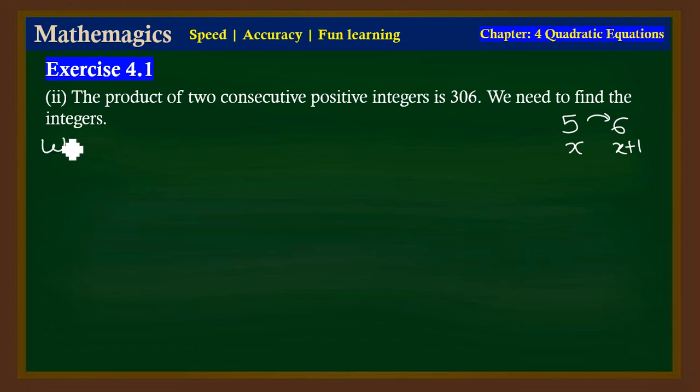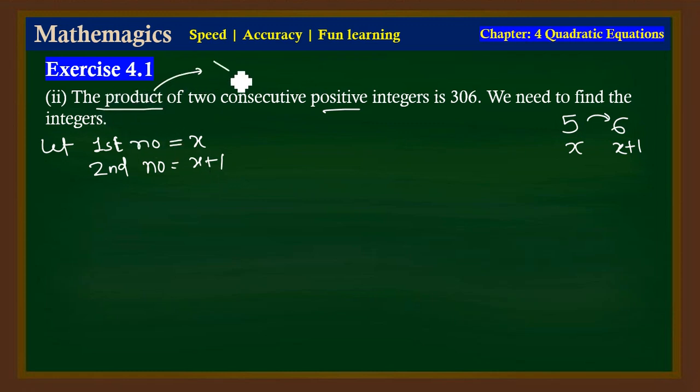So let us consider, let the first number, positive number, that is positive number here, first number is equal to x, then the second number is equal to x plus 1, because they are positive integers and both are consecutive. It means both are near to each other. After 5, 6 comes, or before 6, 5 comes, like that only. And the question is asking regarding the product, and obviously the meaning of the product is to multiply. So according to the question, we can say that x into x plus 1, as it is saying the product of the two consecutive positive integers is 306.